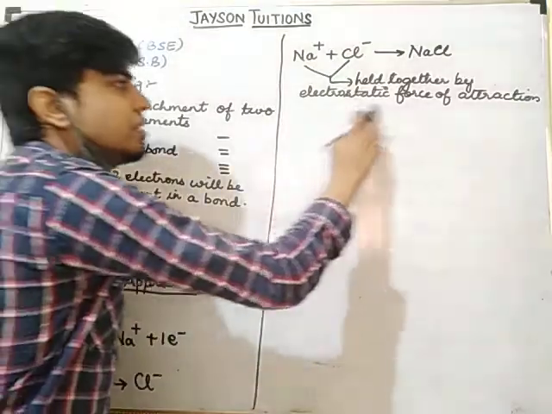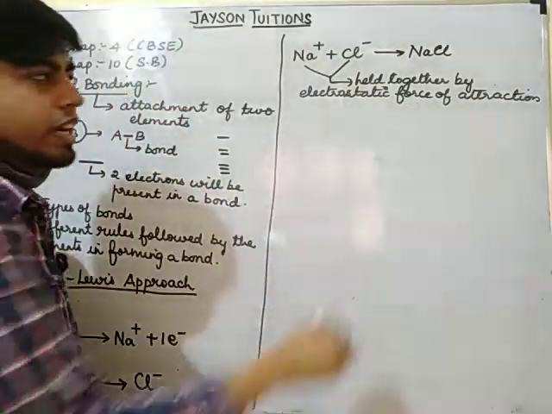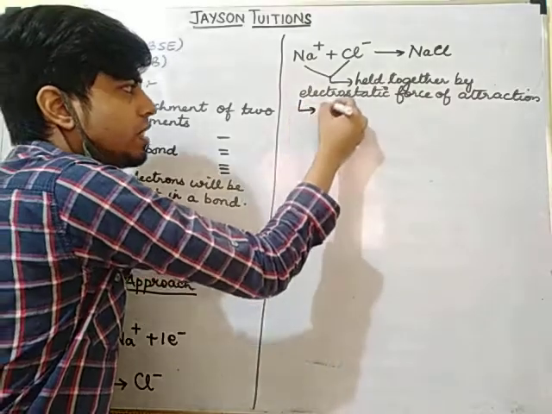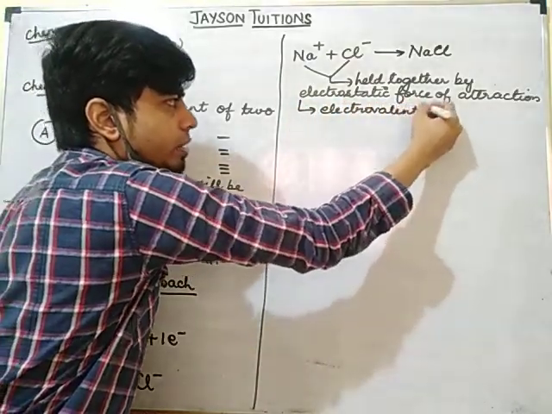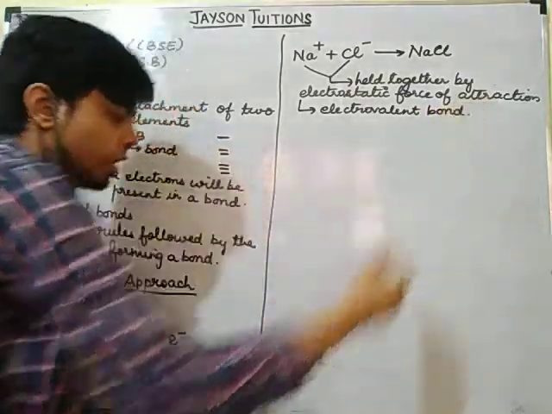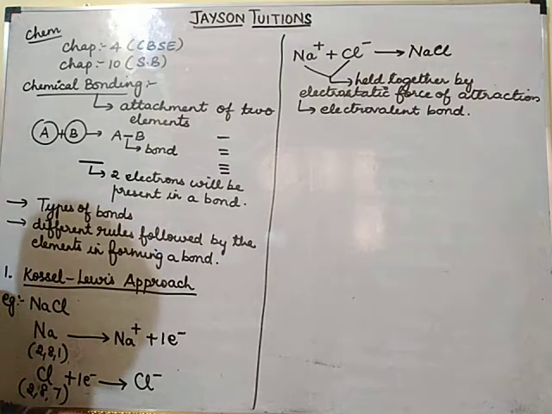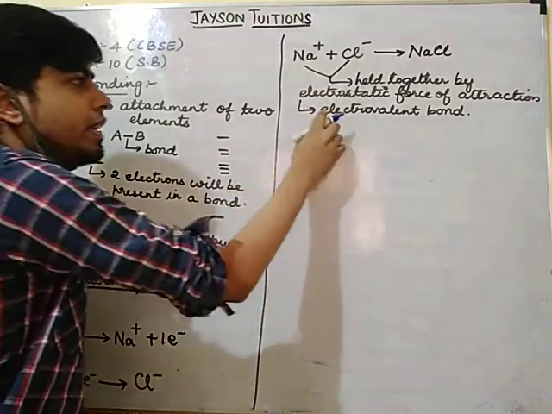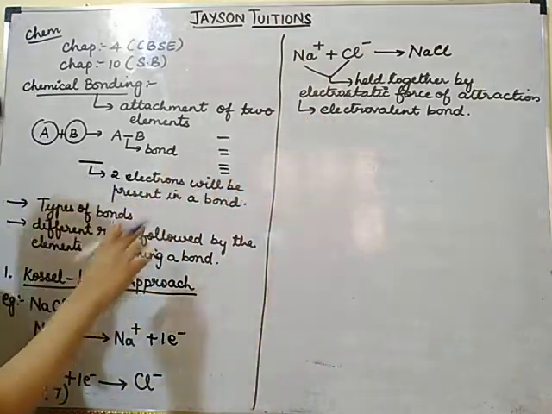Okay, so this bond which is formed by the electrostatic force of attraction, they named this bond as electrovalent bond. What was the name of this bond? Electrovalent bond. So this was given by Kossel. This electrovalent bond, up to this point, was given by Kossel.